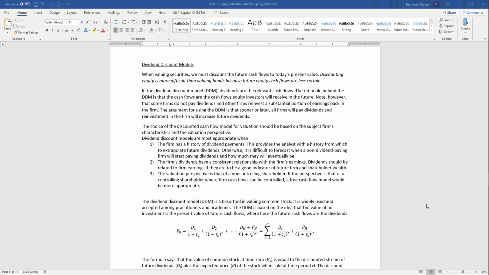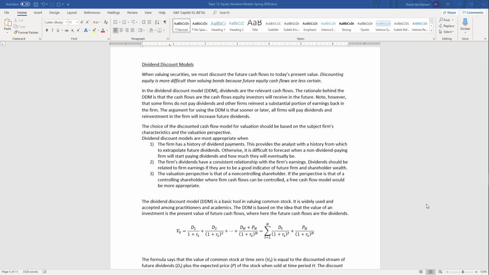When valuing securities, we must discount the future cash flows to today's present value. Discounting equity is more difficult than valuing bonds because future equity cash flows are less certain. So think about it. When we look at a bond, we know what the cash flows are going to be. We know you're going to receive a coupon payment at set points in time, and we know you're going to get that par value at maturity. If that doesn't happen, that's because the company has gone into default. And so we know what the cash flows are.